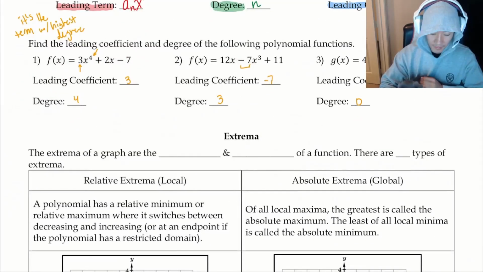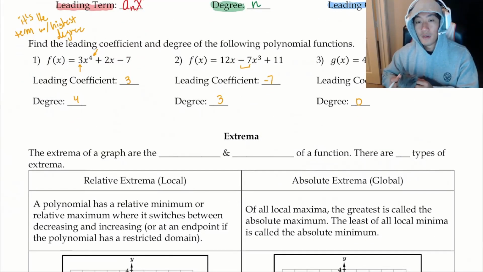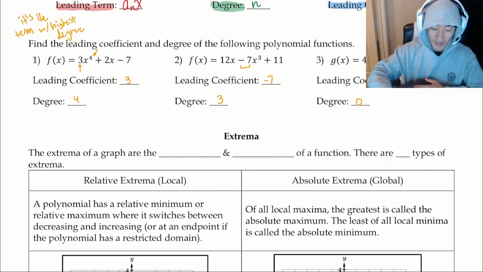Let's see. All right, now let's talk about extrema. Right, so extrema is definitely a vocab word you have heard before, but let's talk about it in case you haven't.